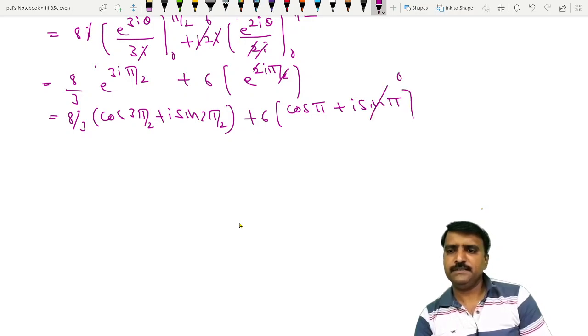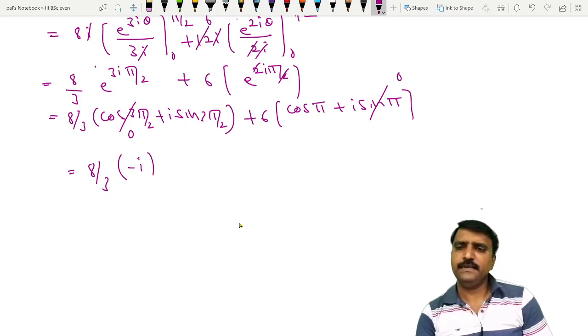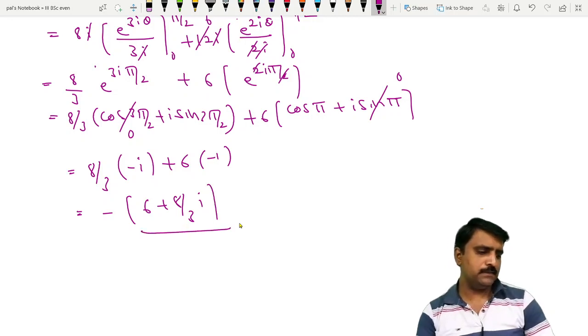Sin pi value is 0, and cos 3 pi by 2, that is cos 270 degrees, is 0. Sin 3 pi by 2, that is 270 degrees, is minus 1, so it is minus i, plus 6 into cos pi is minus 1, which is equal to minus of 6 plus 8 by 3i. Let's go and check your answers.